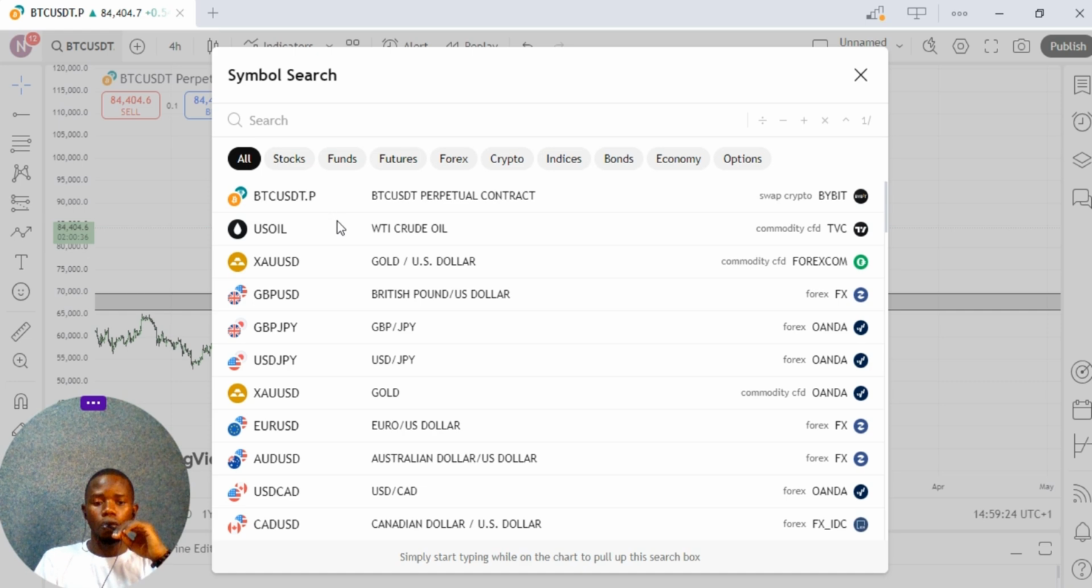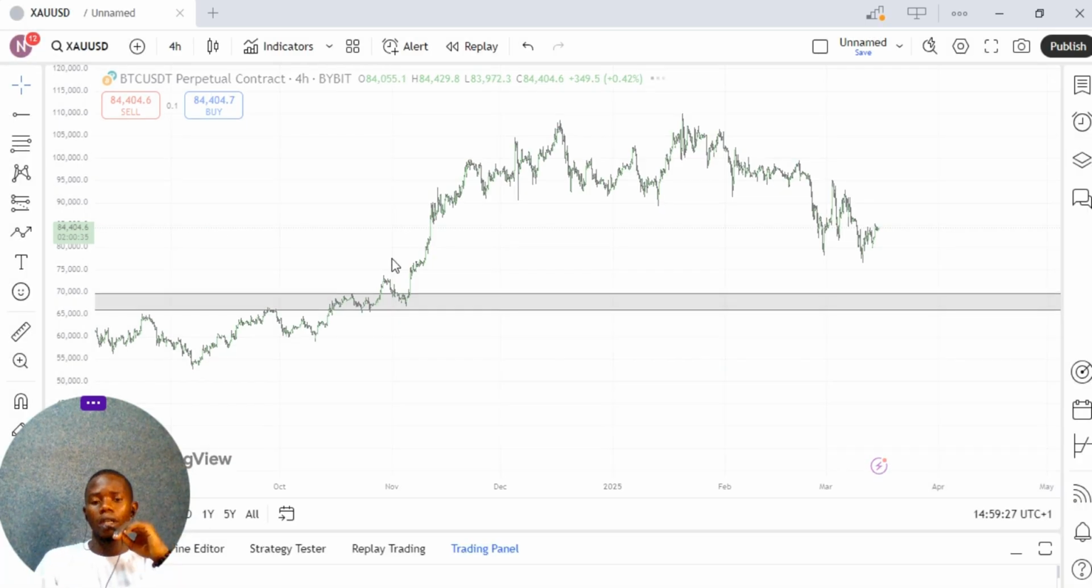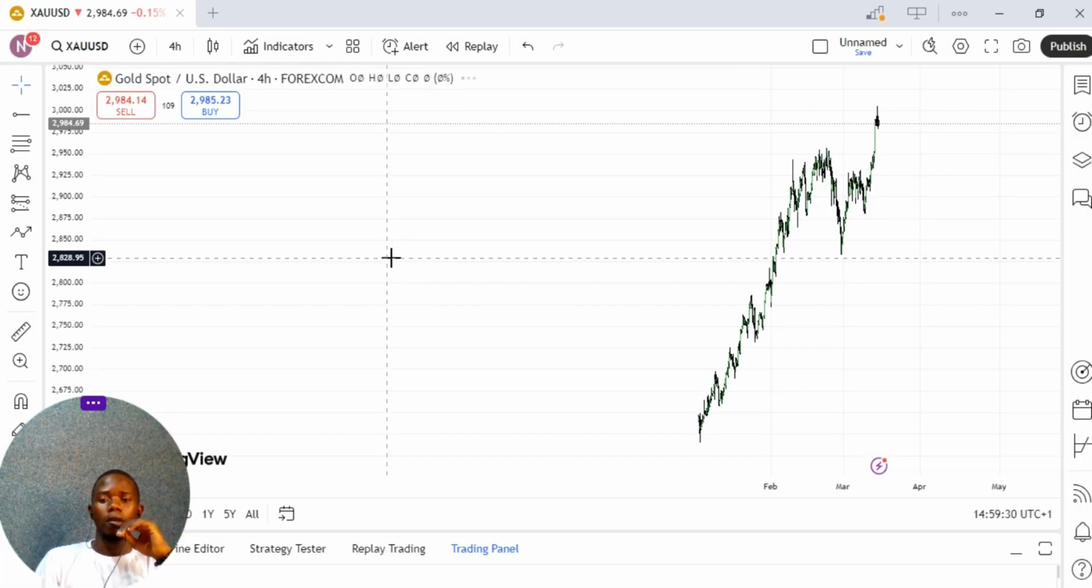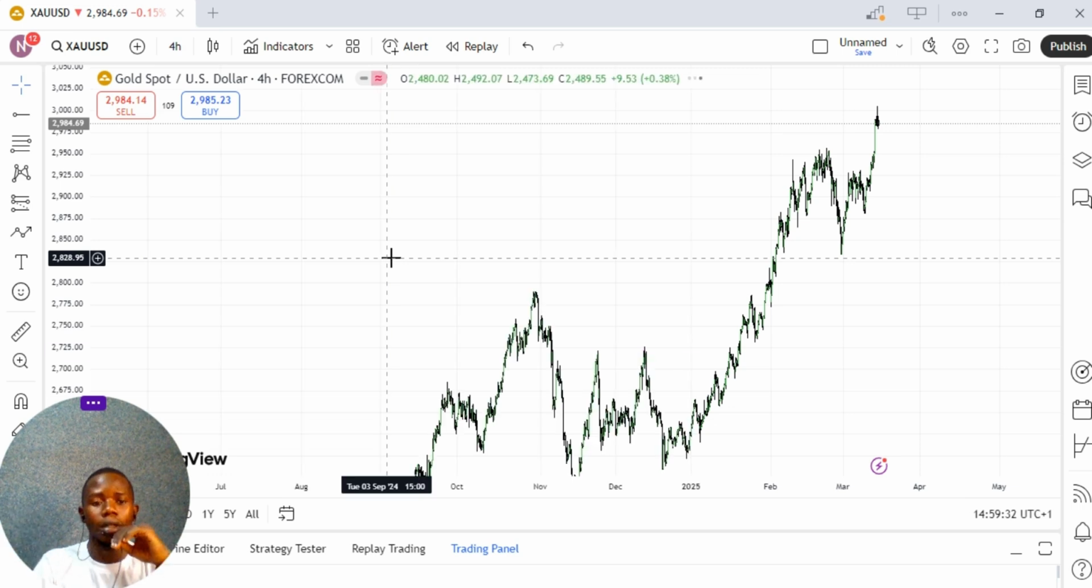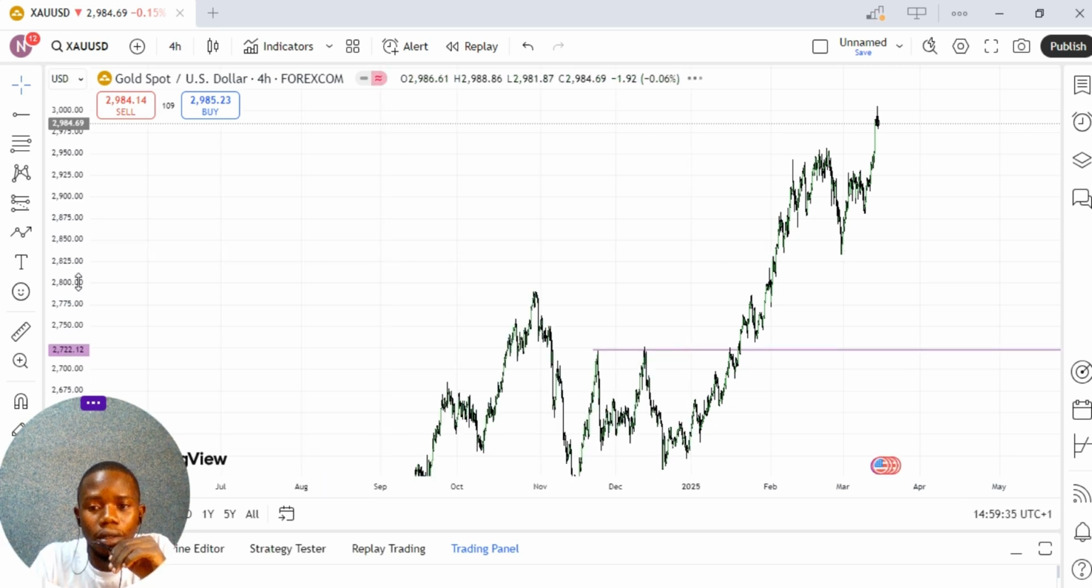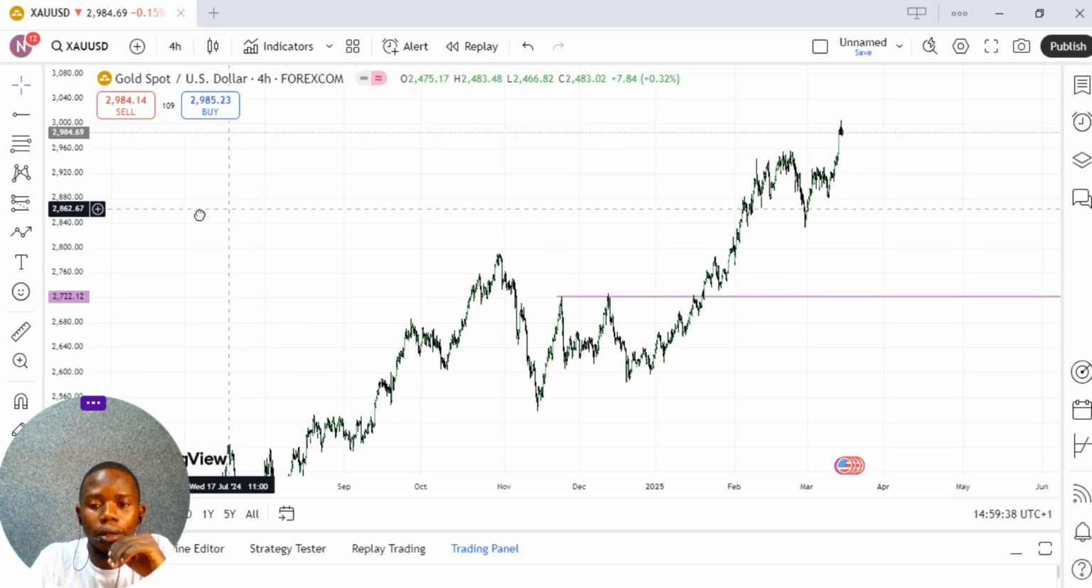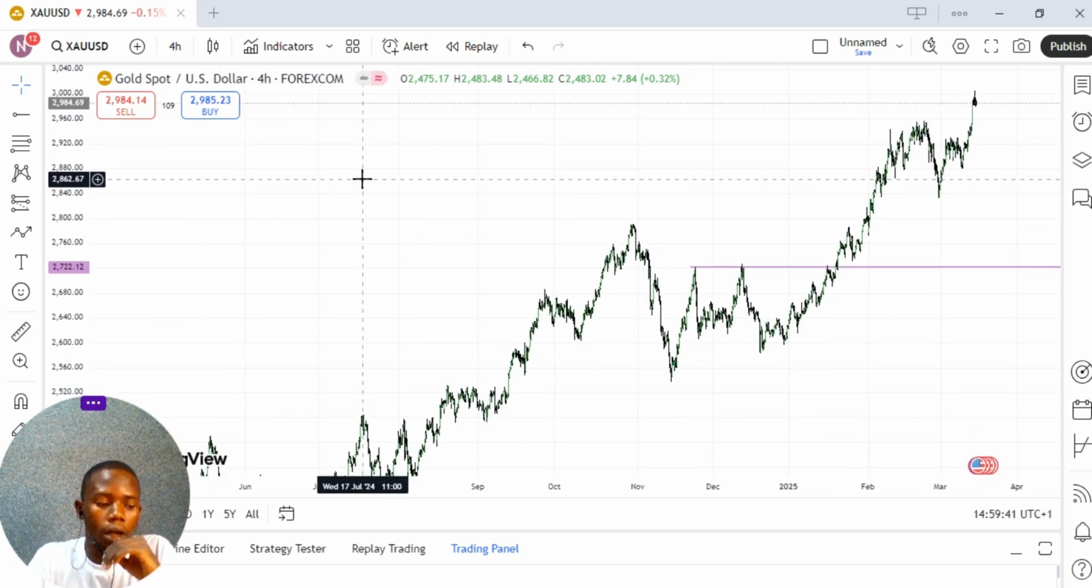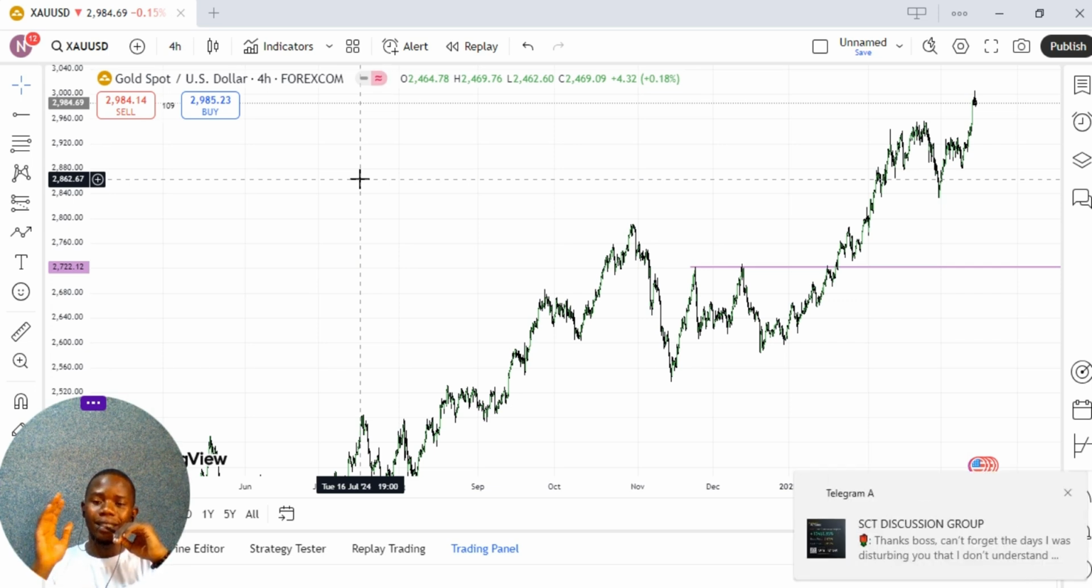So as I promised earlier, I said I'm going to go to gold, because gold literally explains what I'm saying. Gold and BTC are literally in opposite directions. So here is gold. Obviously, on this chart, you can easily see that market is in an uptrend.